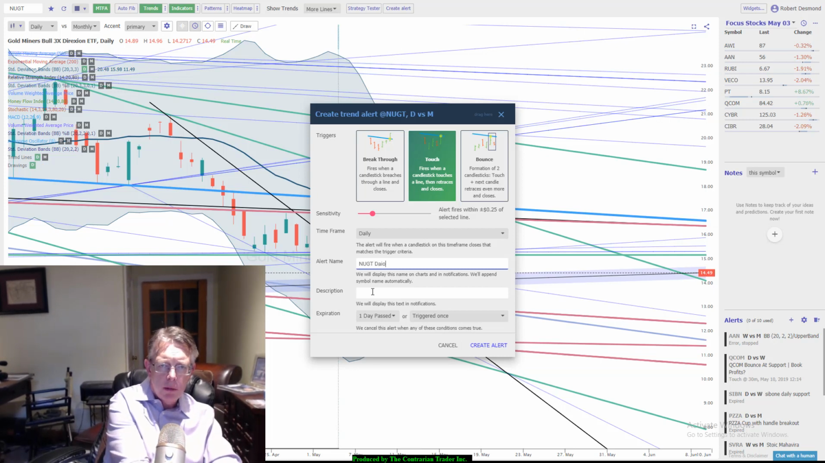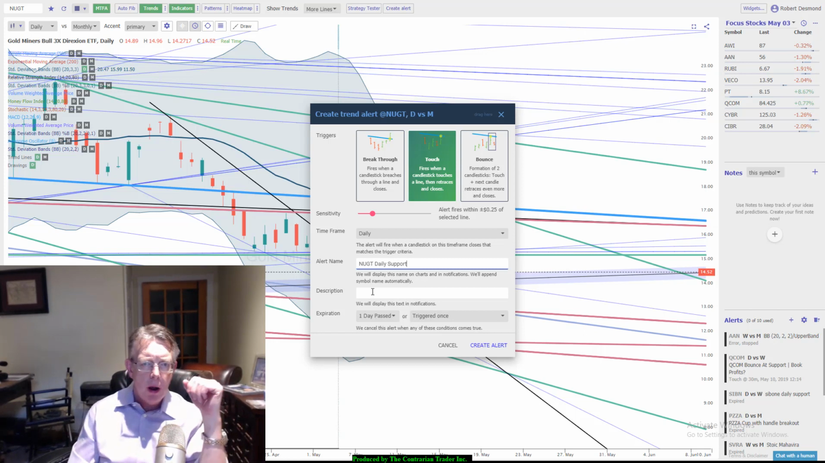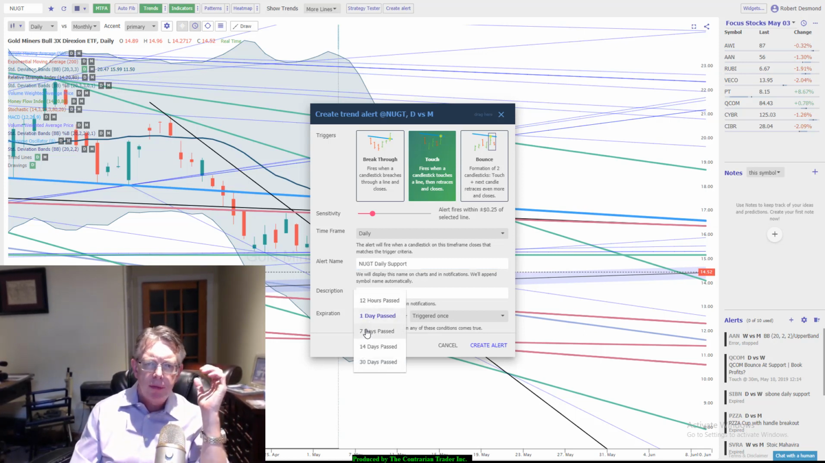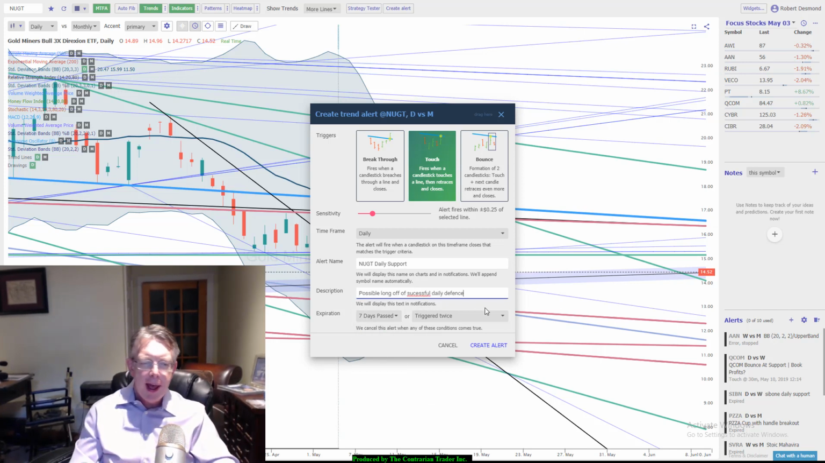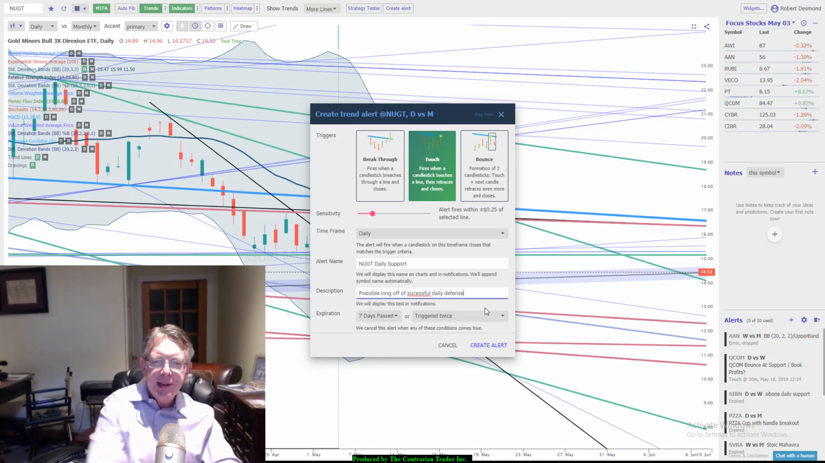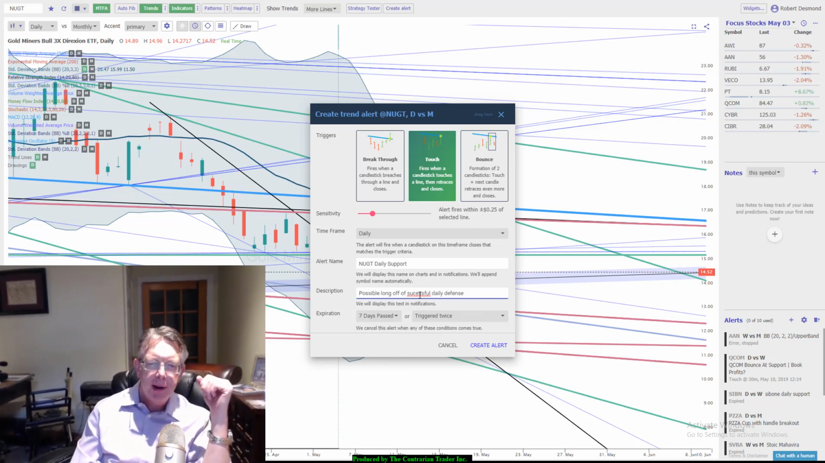NUGT daily support. Okay, we're good to go. We'll keep this active for a few days. I like to leave notes, and I always need the spell check because I always make a spelling error. So there we go. We'll have our quirks.